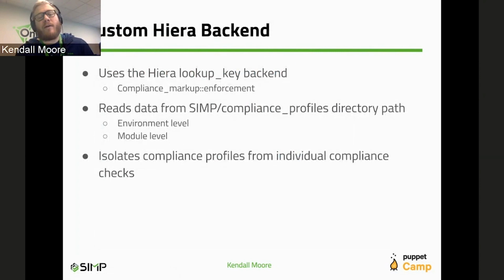Okay, so the custom Hiera backend for enforcement. The SIMP compliance engine uses the Hiera lookup_key backend, and specifically that is called compliance_markup::enforcement. So what we recommend people do is add that to the very bottom of the hierarchy in hiera.yaml for an environment. And then it sort of allows them to have a baseline that is compliant with the policy they're looking for. This tool, this compliance_markup::enforcement, reads data from a couple of different places. It looks for SIMP compliance profiles, that directory path, and it looks inside of all of the Puppet modules, and it also looks at the top level of the environment.